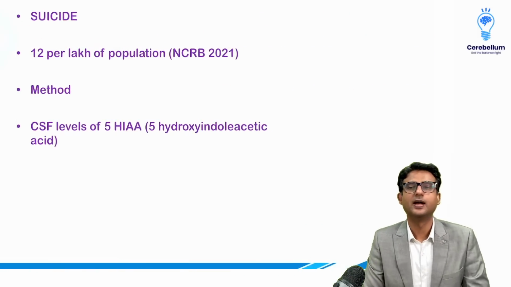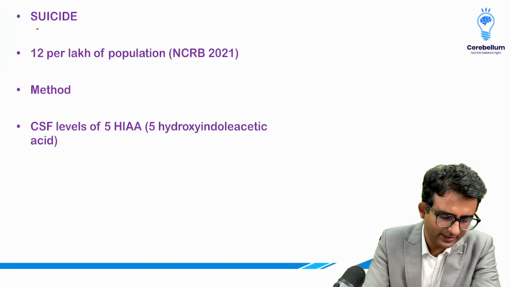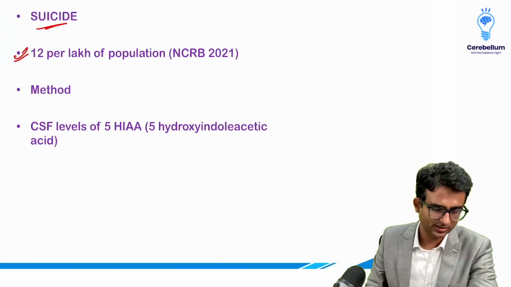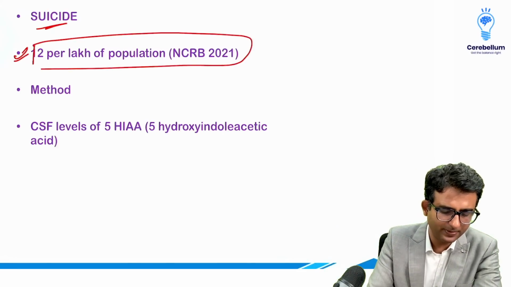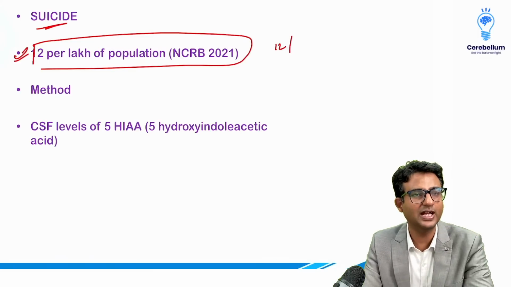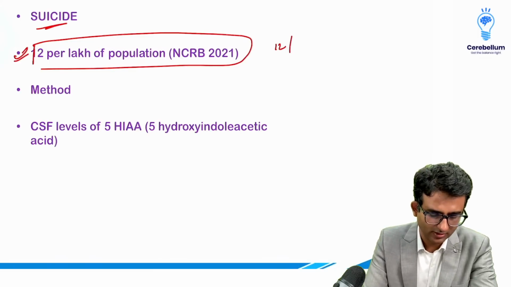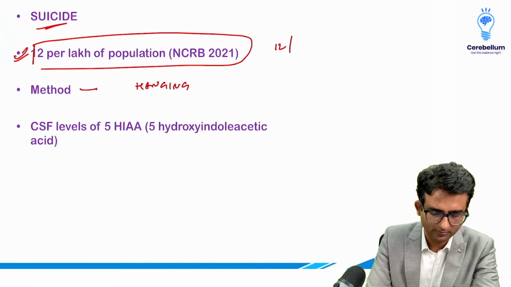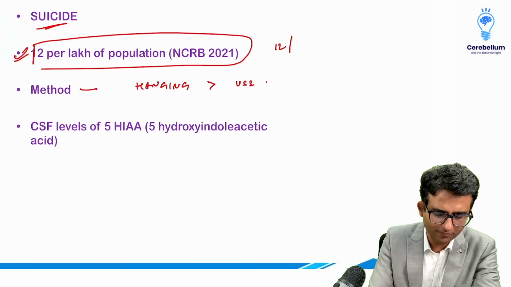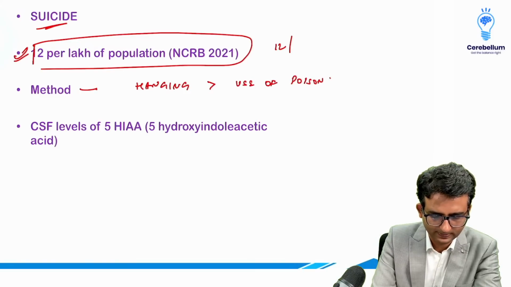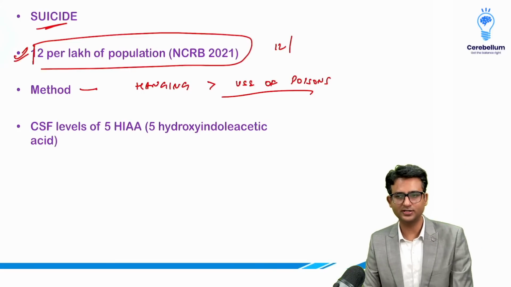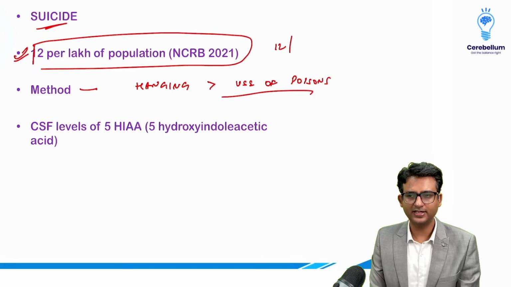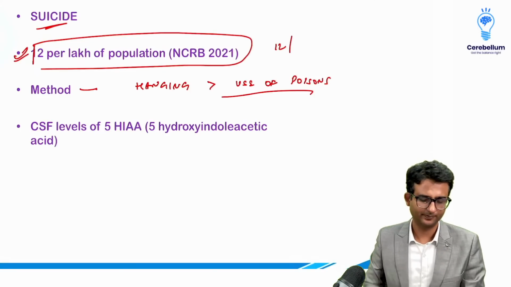Okay, suicide. The suicide rate in India has reached its highest ever numbers. Now the suicide rate in India is 12 per lakh of population. For every 1 lakh people, there are 12 people dying by suicide. Most common method of suicide is hanging, followed by use of poisons. Hanging more than poisons. Yes, Abhishek, the days are not that important. The symptoms are more important.